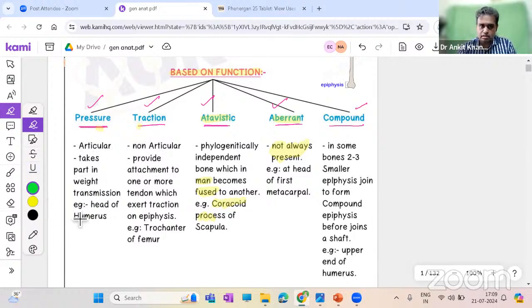If you understood this, then you can simply write in your own language. Pressure epiphysis is articular. Obviously, if you are given a weight pressure, it has to be articular. It takes part in weight transmission, for example, the head of humerus. The head of humerus over here in the shoulder helps in weight transmission. Traction is non-articular because here it is not forming a joint. It is actually giving attachment to other structures like tendons or ligaments. So it provides attachment to one or more tendons which exert traction on epiphyses, for example, trochanters of femur.